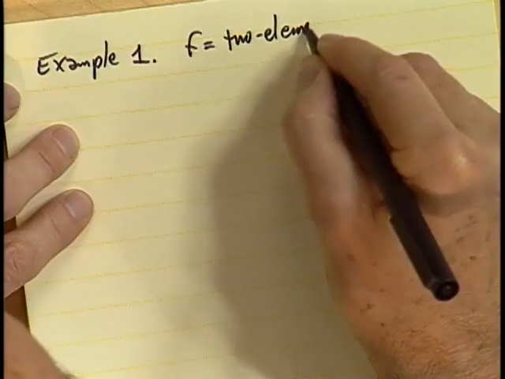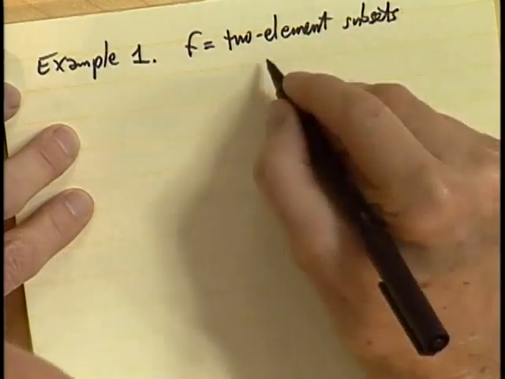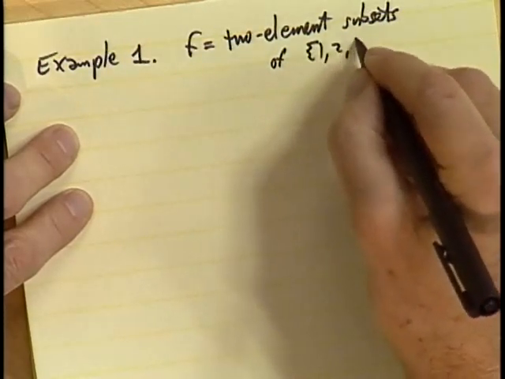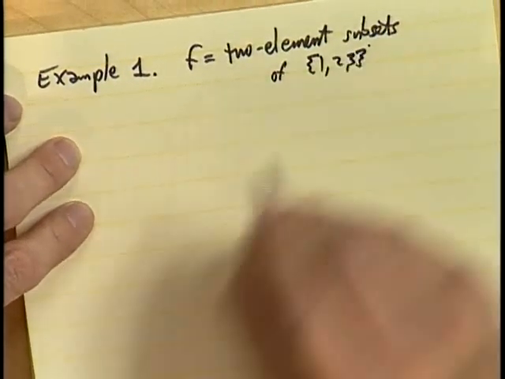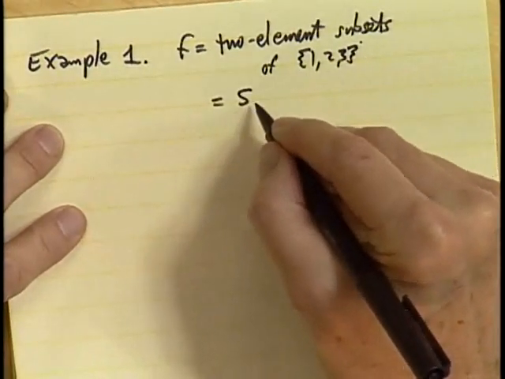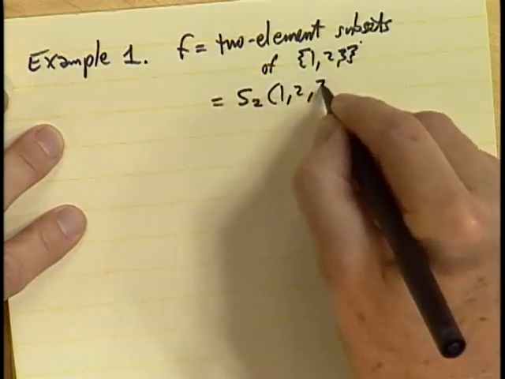And so let's suppose that F is a very simple family. It's going to be the two element subsets of the universe 1, 2, 3. Okay. And so this is, in other words, well, it could be called S sub 2 of 1, 2, 3.